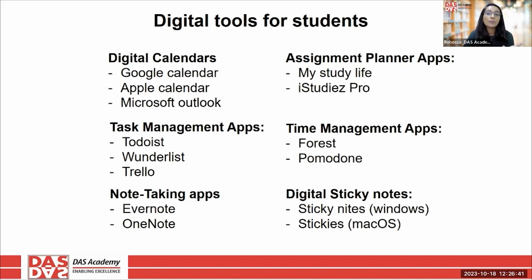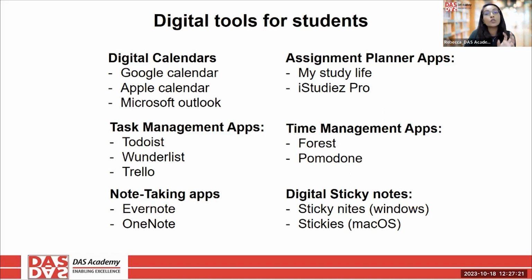When you're looking at task management apps, you can use Todoist, okay? This app helps students create to-do lists, set deadlines, and also prioritize tasks. Another one is Wunderlist, which is now part of Microsoft To Do. This offers similar features to Todoist and is particularly user-friendly. So you may go and explore these apps that I've recommended. Trello uses a visual board format to help students organize tasks, assign due dates, and track progress as well. So this is something that you can go and explore too.